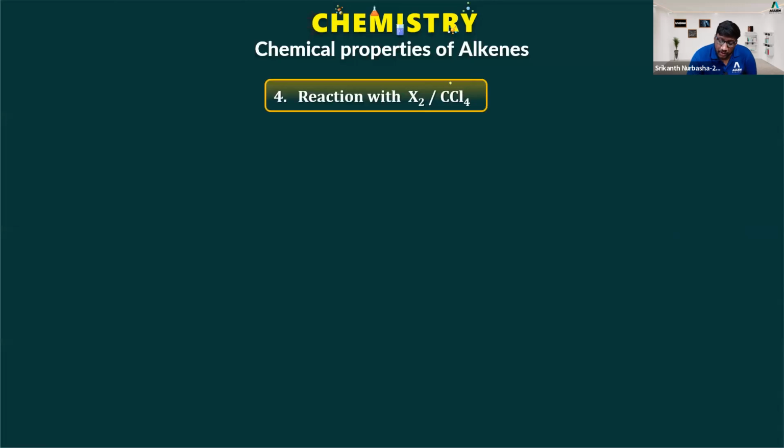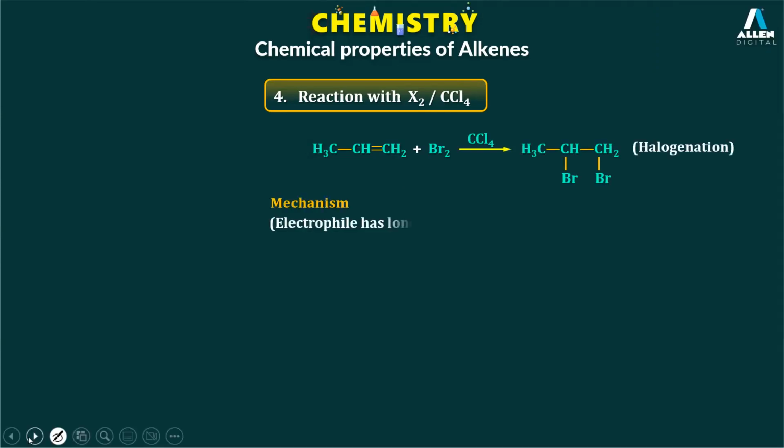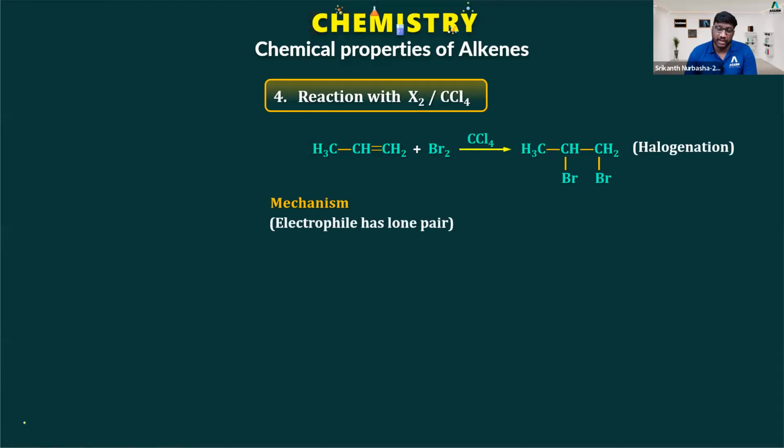Reaction with X2 in the presence of CCl4. CH3CH=CH2 plus Br2. What happens? Two bromines are going to be present, and the two bromines are going to be present on the opposite side or the same side? Opposite side. Anti-addition takes place, right? Very good.